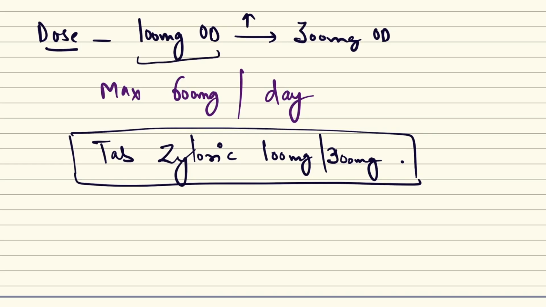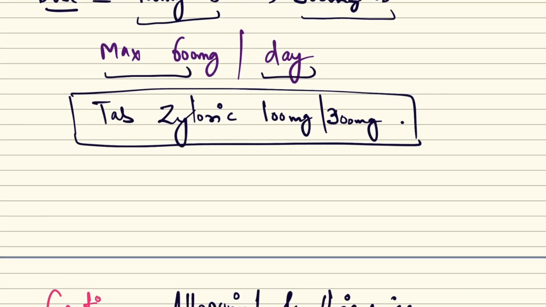About the dosage, it is started at 100 mg once daily, and it is gradually increased after a week to 300 mg once daily, and the maximum dose we can give is 600 mg per day. It comes in tablet form as Zyloric, as 100 mg and 300 mg tablets.